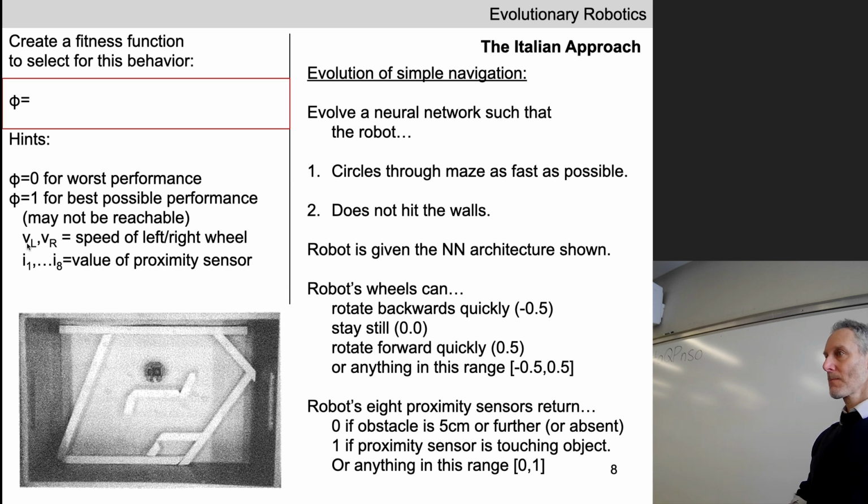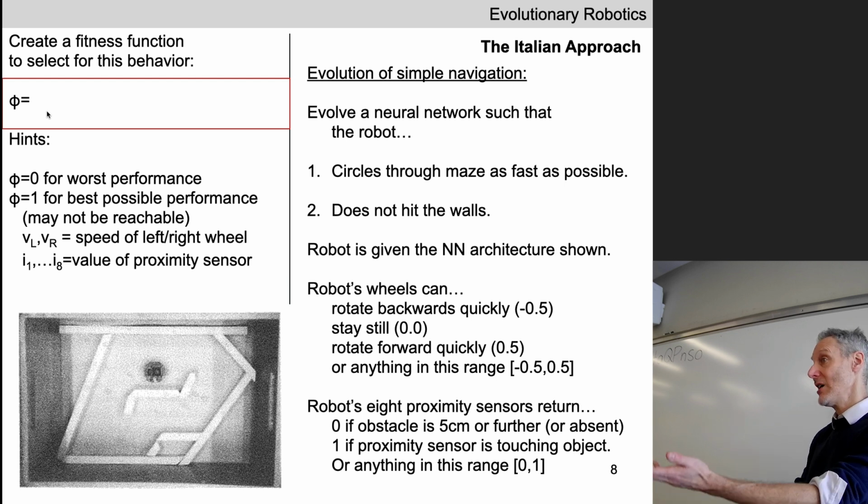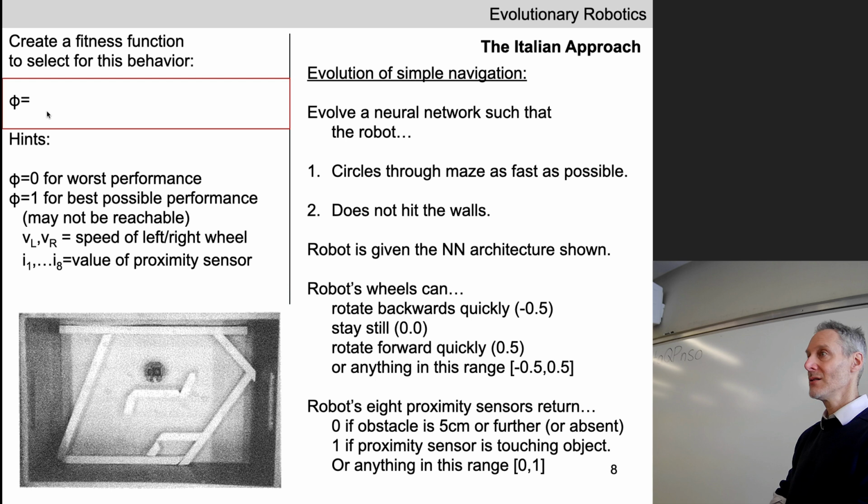Ideas? Yes, we could maximize for the speed of the wheels, the magnitude. Okay, let's assume we drop in here the magnitude of the wheels, VL plus VR, the absolute values of VL, VR. Let's run that genetic algorithm in our head. What kind of solutions do you think you're going to get?